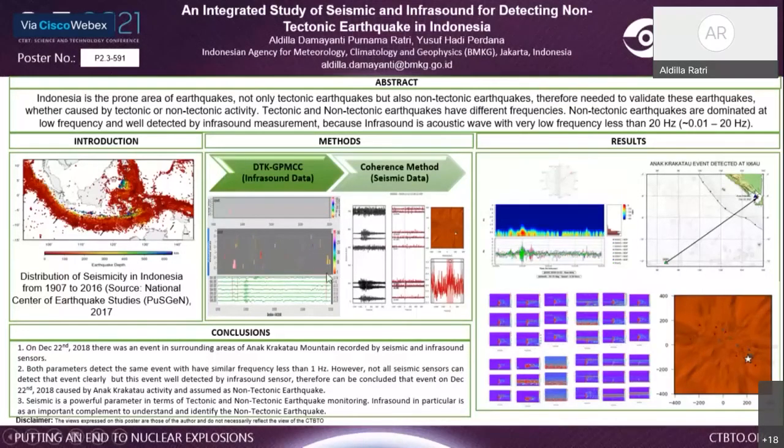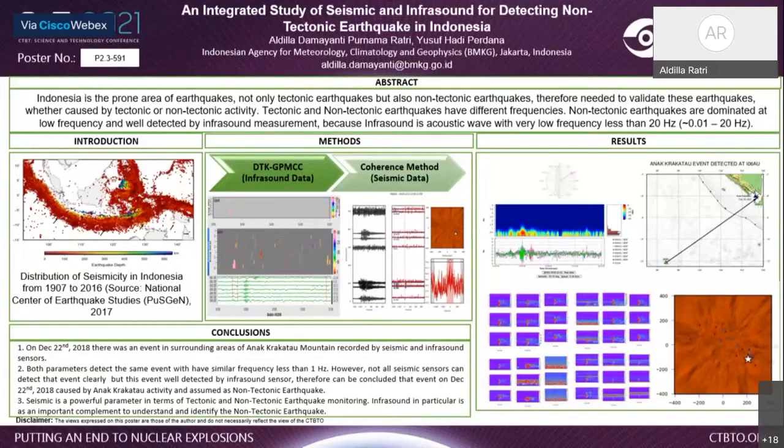And in the method, we use two different methods to process the data. The first method is using GPMCC to process the infrasound data. And the second one is the coherence method to process the seismic data. Based on the processed data, we can get some results. The first one is both parameters can detect the event with similar frequency and position. It can be seen from the spectrogram and the map that the frequency band is less than 1 Hz, and the earthquake epicenter is close to Anak Krakatau Mountain.